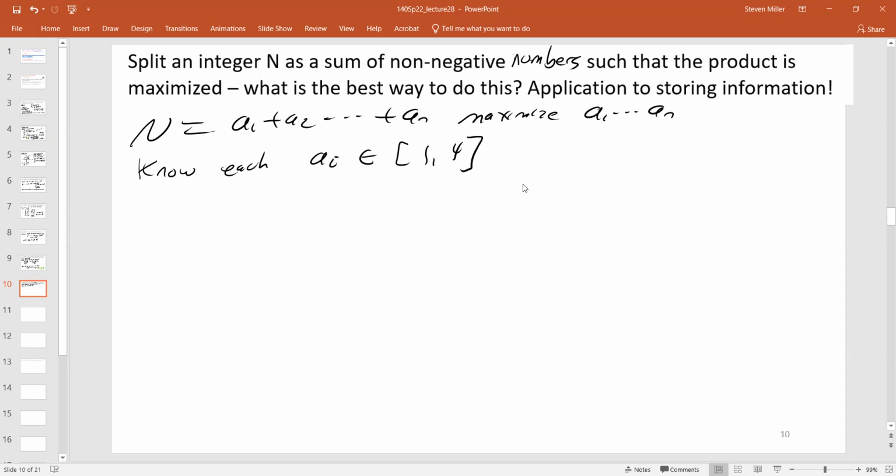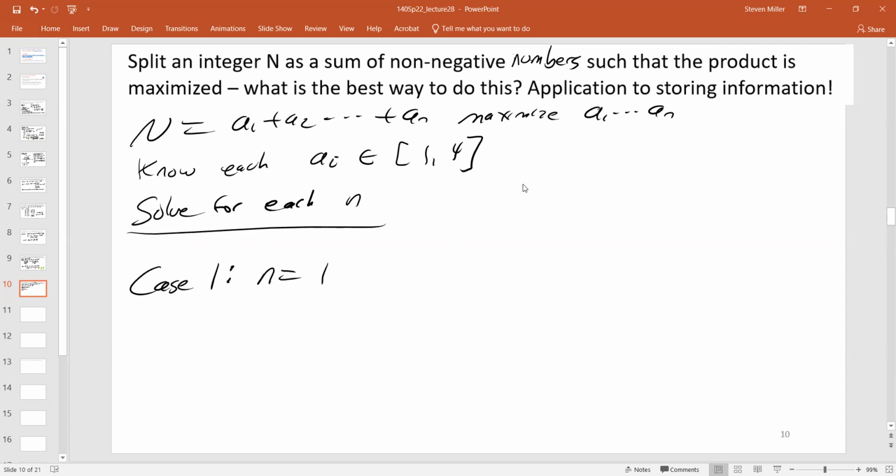So the argument we did before tells us each of these numbers is between 1 and 4. And so we want to try to maximize this. Now the problem is we don't know what the best number of terms n is. So let's do it for each n. So solve for each n. So case one, n equals one.